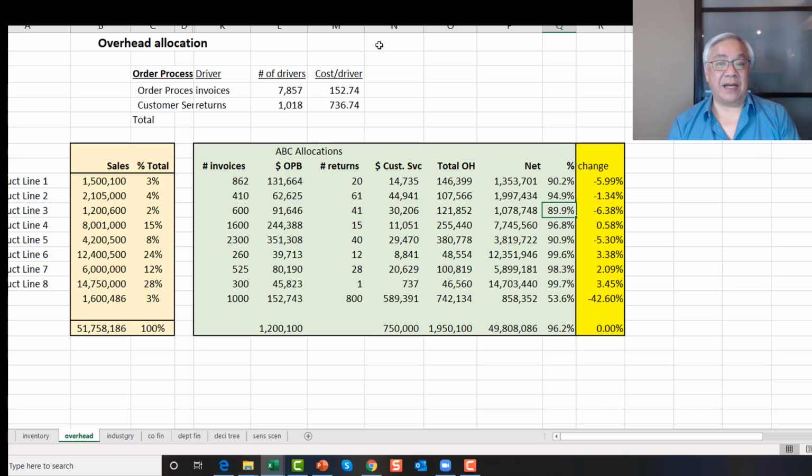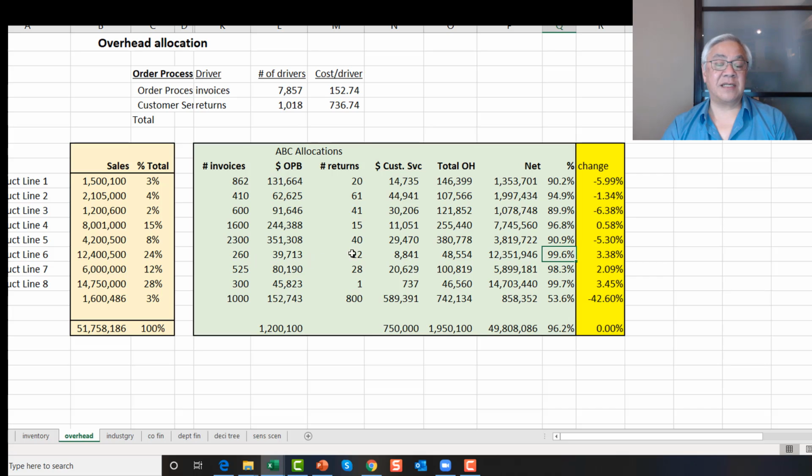Now let's look at the other end of the spectrum. Who did we charge too much to? And what we see here is 99.6. So in other words, that product line, oh, it's the one we just talked about, product line number 6. We had charged it 24% of all the costs. It turns out it's a very light touch.